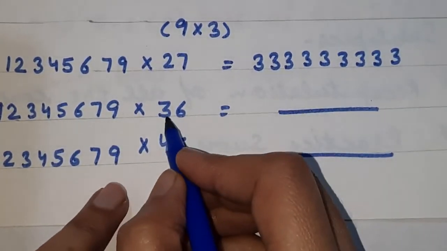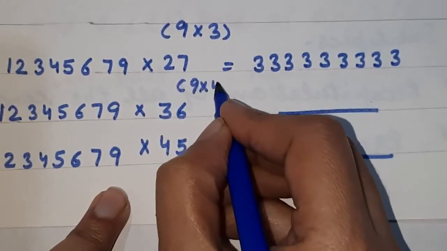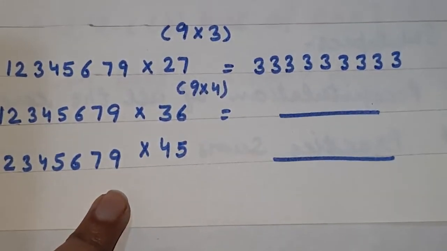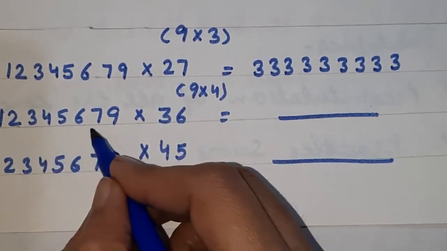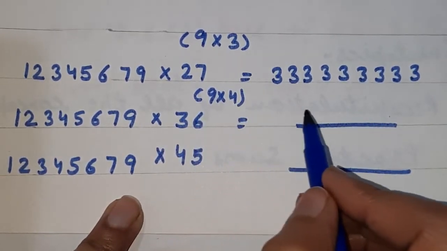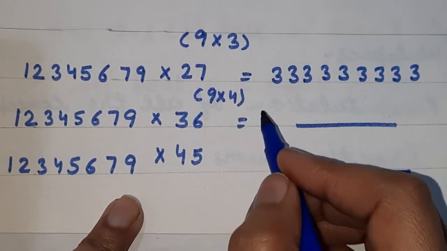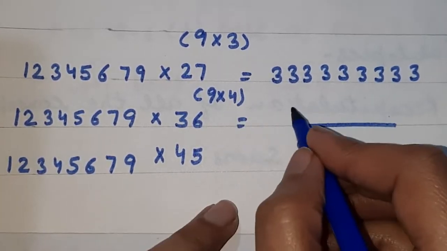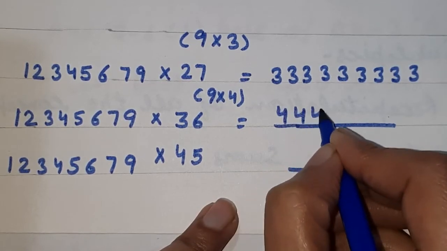Got it? So now 36 will become 9 fours. When we will multiply this given number with 9, we will get again 1 1 1 1 1 1 1, 9 times. When we will multiply 1 with 4, we will get 9 times 4.